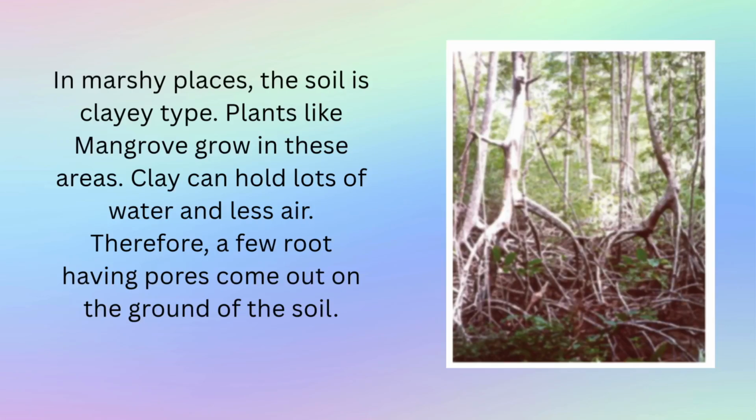In marshy places, the soil is clayey type. Plants like mangrove grow in these areas. Clay can hold lots of water and less air. Therefore, a few roots having pores come out on the ground of the soil.